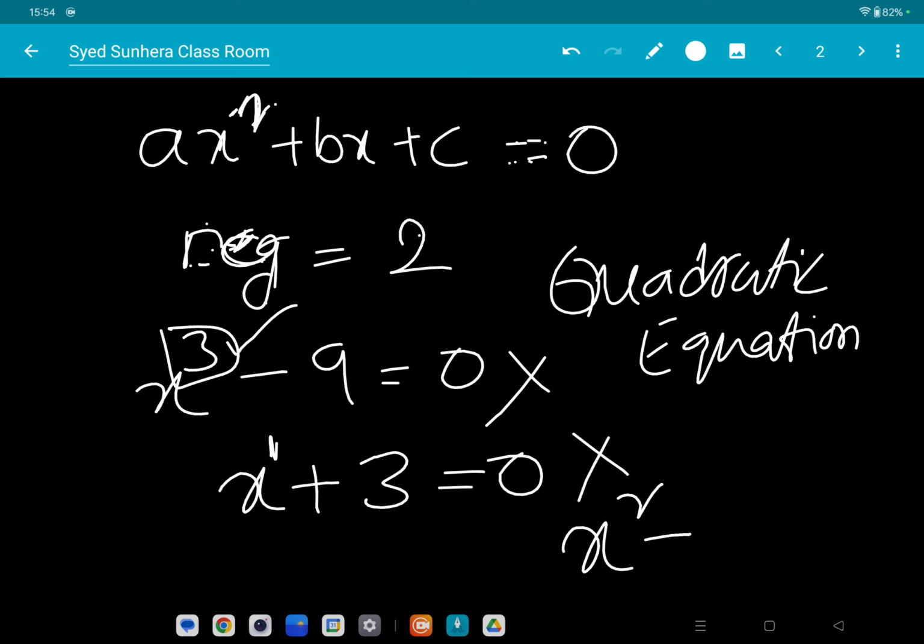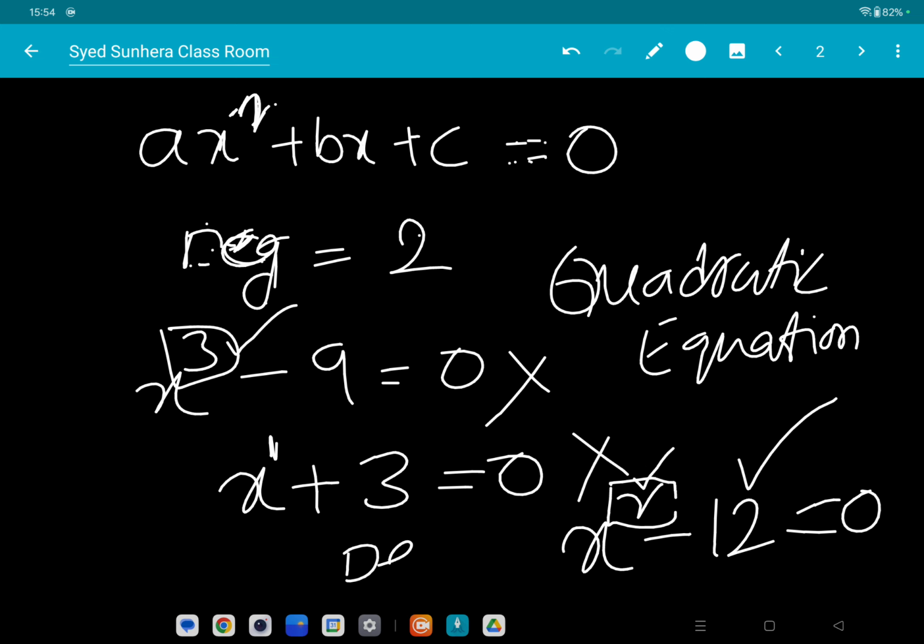And x square minus 12 is equal to 0. Is it a quadratic equation? Yes, it is a quadratic equation because here the degree is 2. This is the way we will find out what is a quadratic equation and what is not a quadratic equation.